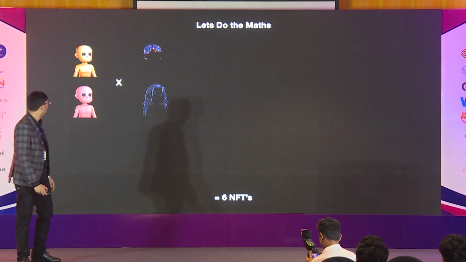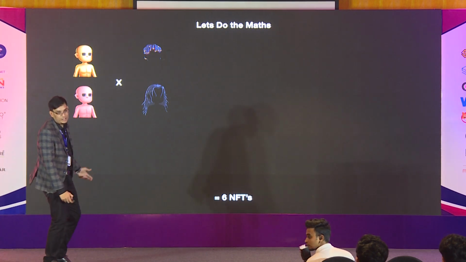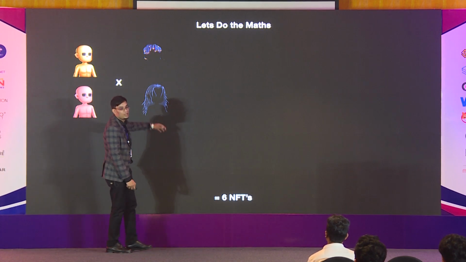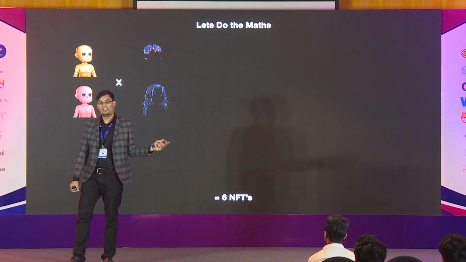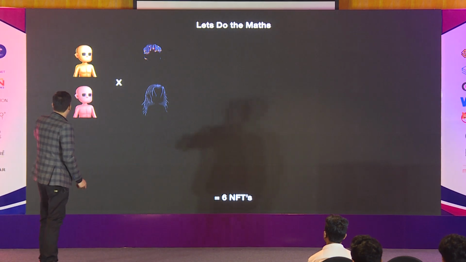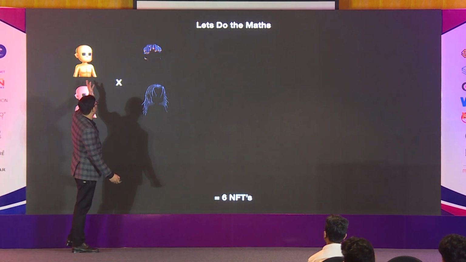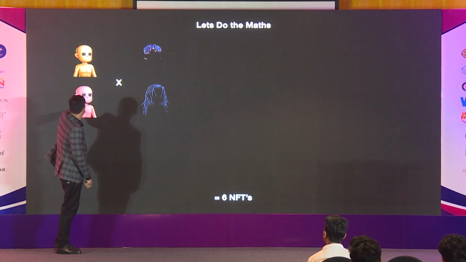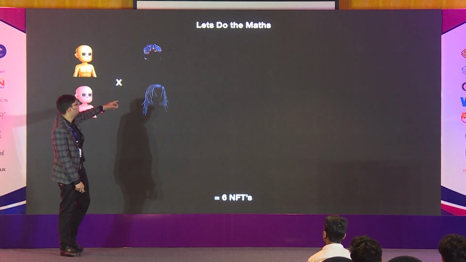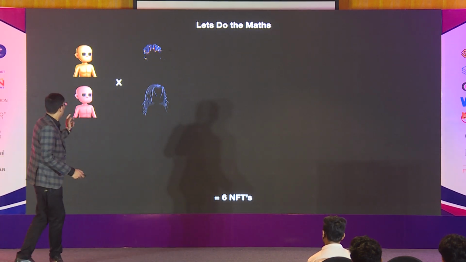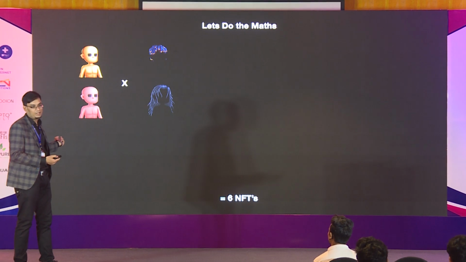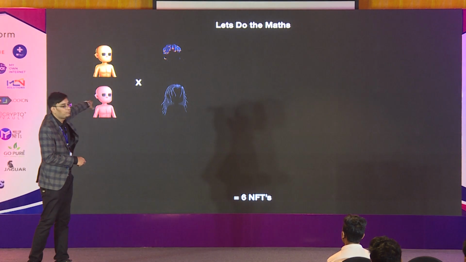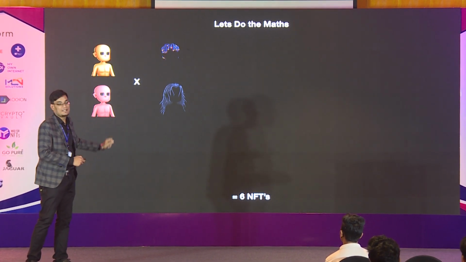Now the fun part begins. Now I have added variations to the same attributes. Now I have 2 bodies and 2 hair. Now can you tell me how many NFTs we can create with this? 6. The reason is this gold guy without hair, with short hair, with long hair, 3. Then this pinkish guy without hair, with medium hair, with long hair, 6. So with just one image, we only had 1 NFT. With 2 images, we had 2. But just by adding 2 more, that means a total of 4 artworks or components, we have 6 NFTs.